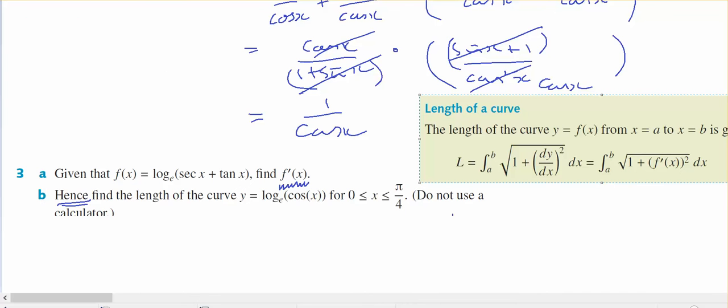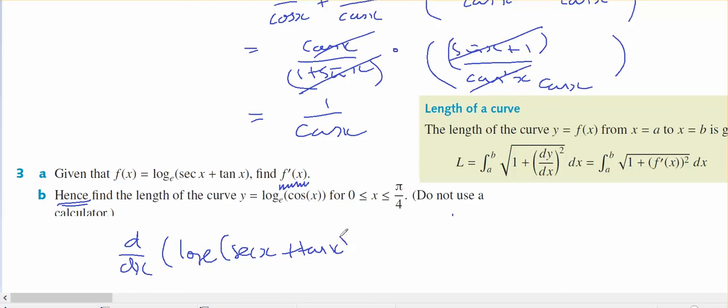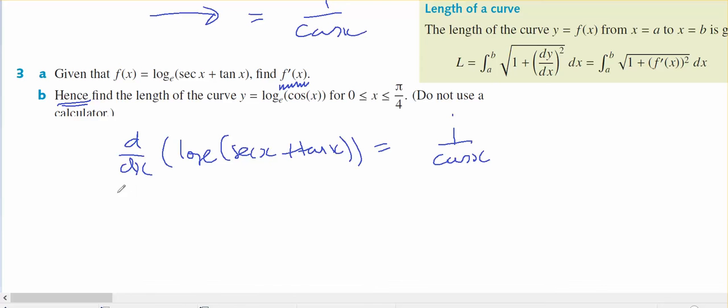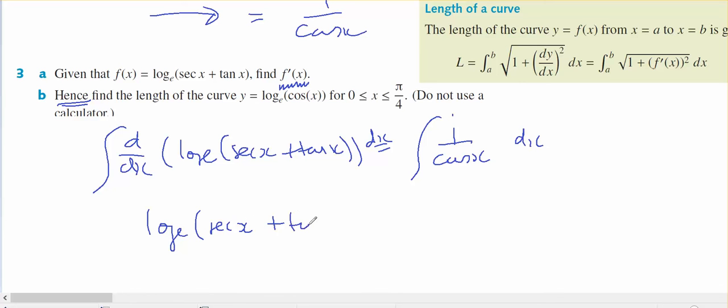Okay, so what do I have now? I know that d dx of log of e sec of x plus tan of x equals 1 on the cos of x from my answer up there. So if I integrate both sides with respect to x, the integral of the derivative of this is just that, log base e of sec of x plus tan of x equals the integral of 1 on cos of x dx.